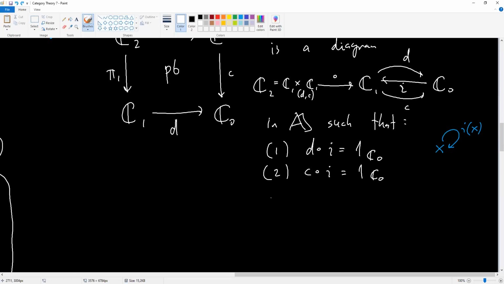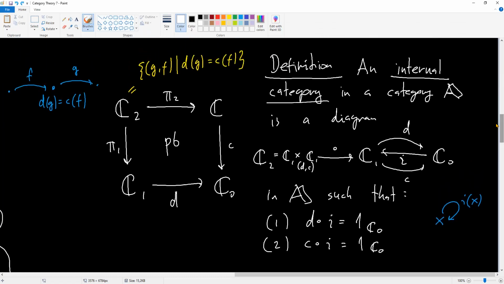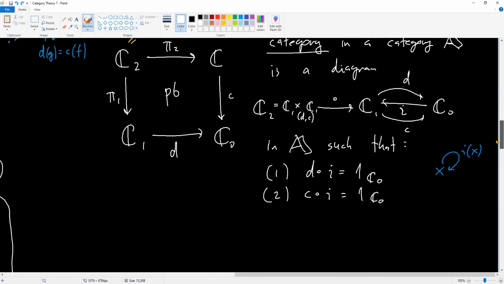We now want the other laws. One is associativity of composition, and the other is the fact that when we compose with identity morphisms, we get the same morphism back. And to construct these laws, first we will have to play a kind of game with pullbacks.